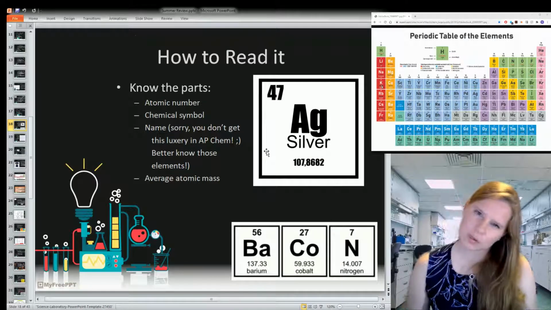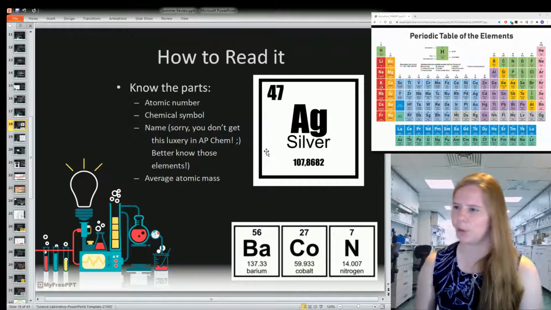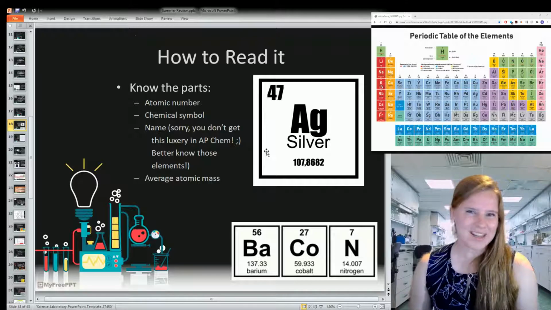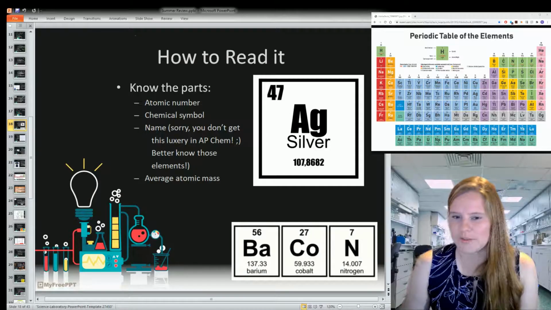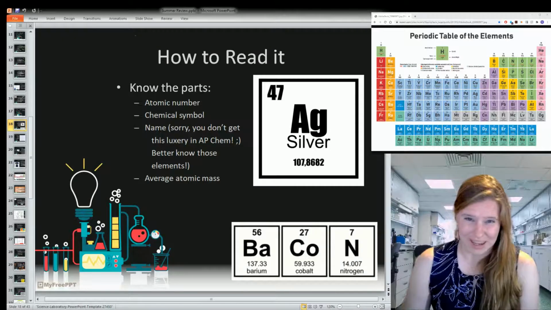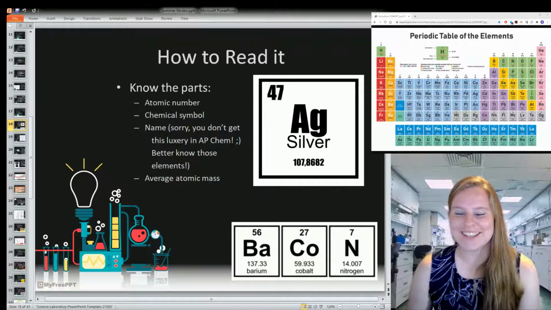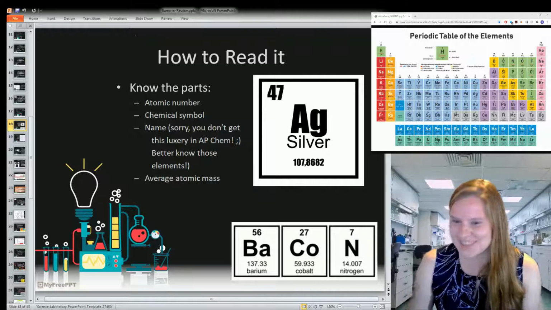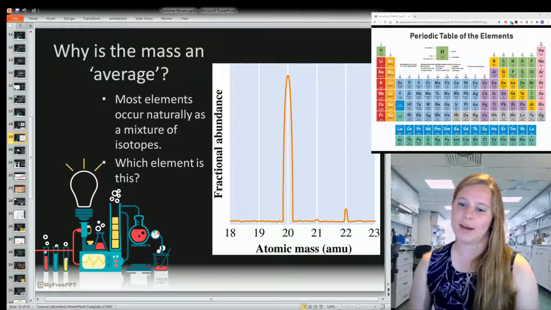Okay, but then the question always comes up, and I struggled with this one for a while before I really understood what it was talking about. Why is that an average? Why is that a decimal? Why is it not a whole round number? If this is the number of protons and neutrons, I mean, we don't have 0.8 of a proton floating around anywhere, at least not normally. So why is that a decimal? Why is the mass an average?